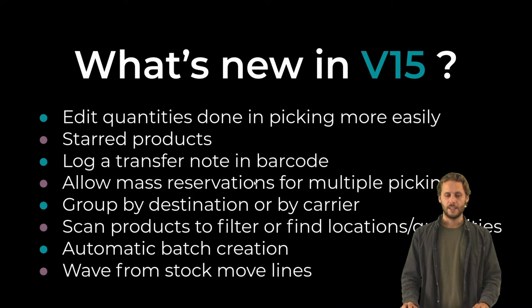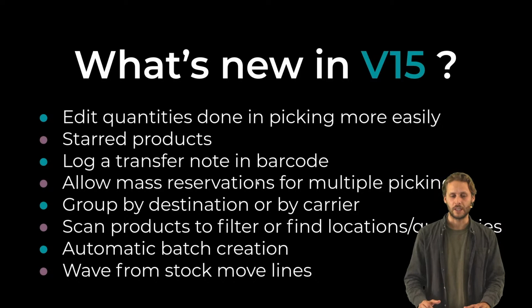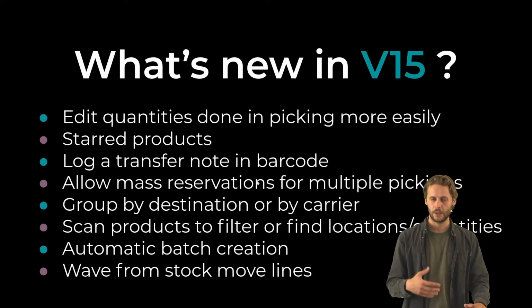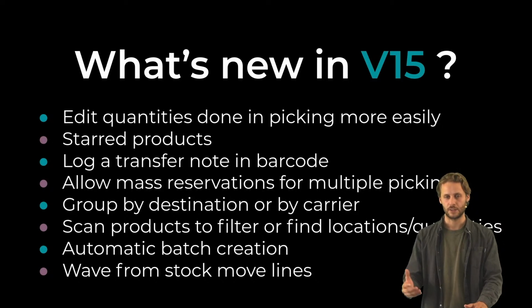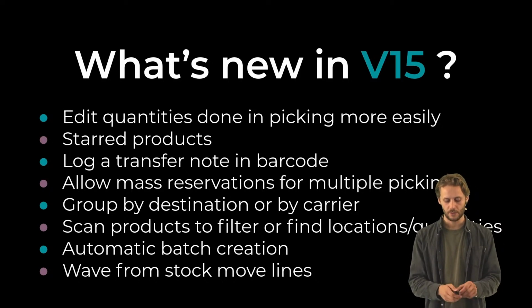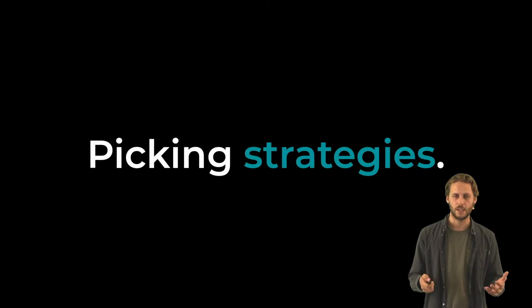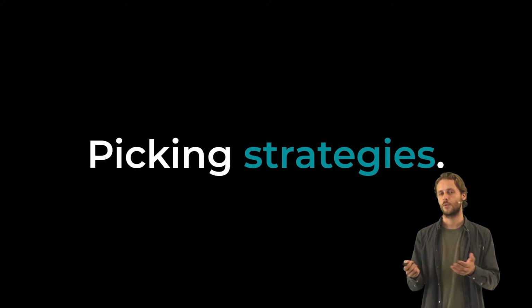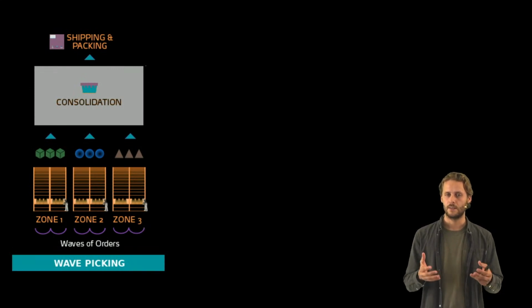And then last but not least, the wave from stock move line, which is well related with the wave picking. In order to show you this, I would like to quickly present you the picking strategies in Odoo. So the picking strategies in Odoo, we have 3 picking strategies. We have the wave picking, the batch picking, and the cluster picking. I'll show you, of course, the new feature. But before, I would like to quickly explain you what the wave picking is about.